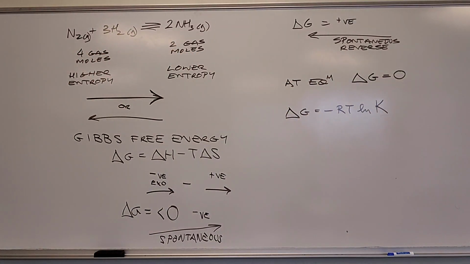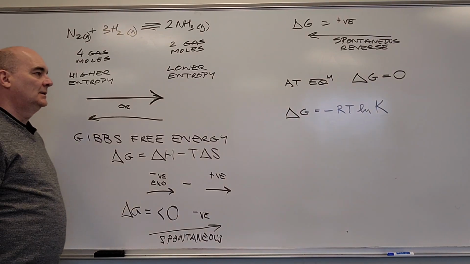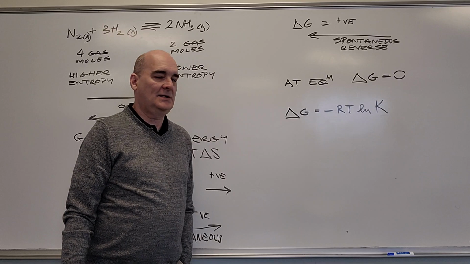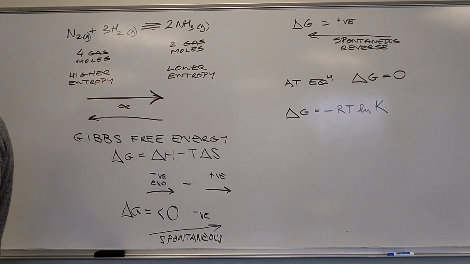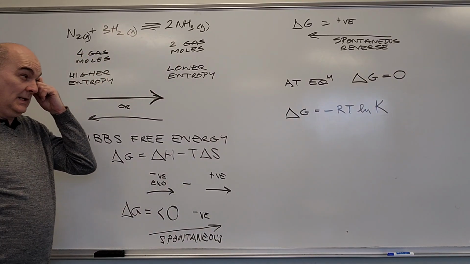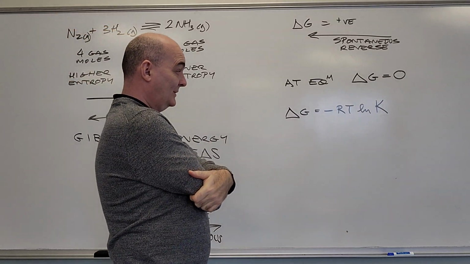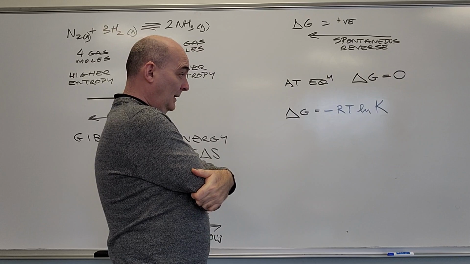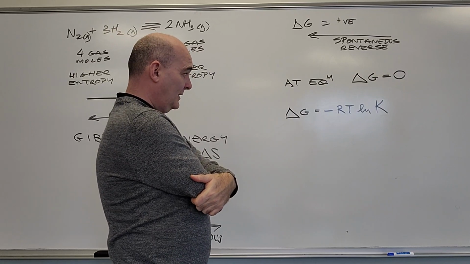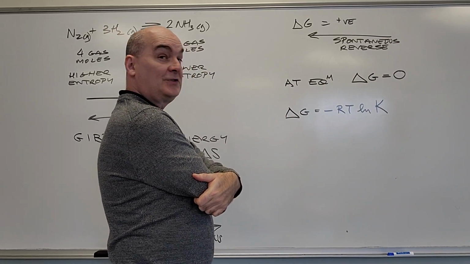At equilibrium, delta G equals minus RT ln K. Ln is the natural log. K is our value of the equilibrium constant. T is our temperature in Kelvin. And R is the universal gas constant.